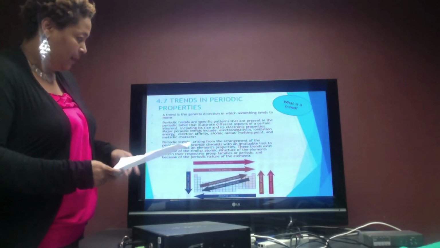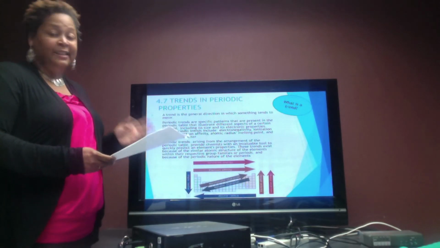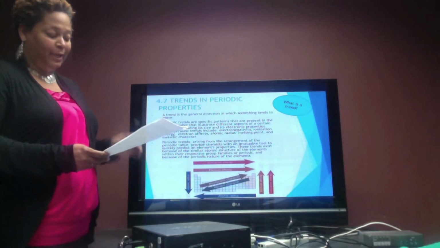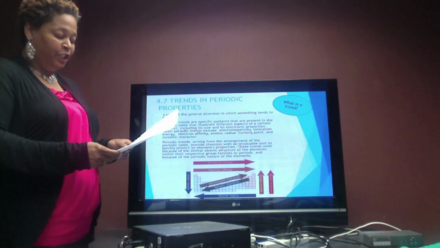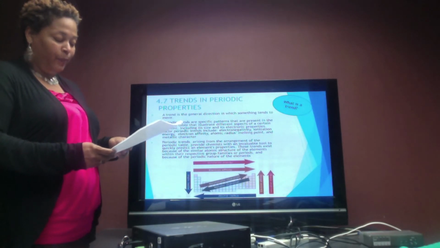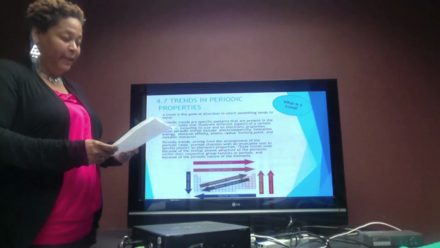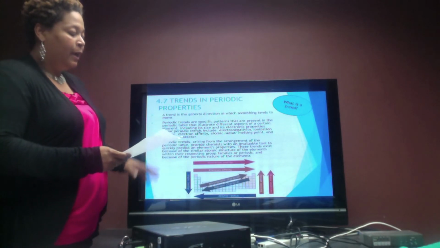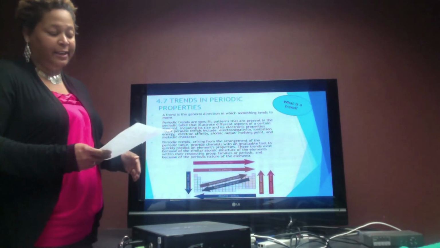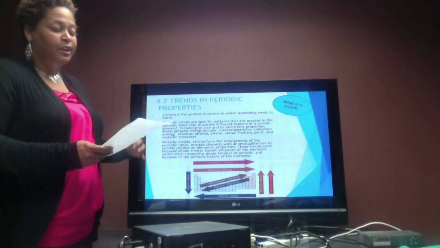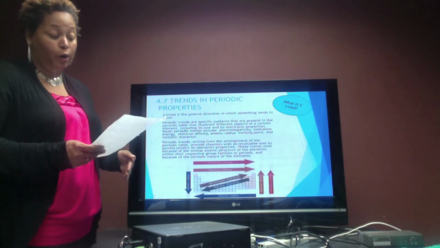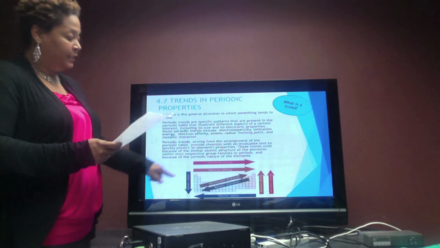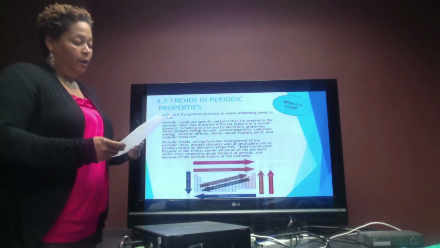When we look at electron affinity, as its name suggests, it's the ability of an atom to accept an electron. Electron affinity generally decreases down a group and increases from left to right within a period. And then also, the atomic radius is half the distance between the nuclei of two atoms, just like a radius is half the diameter of a circle. Atomic radius decreases from left to right and increases from top to bottom within a group.